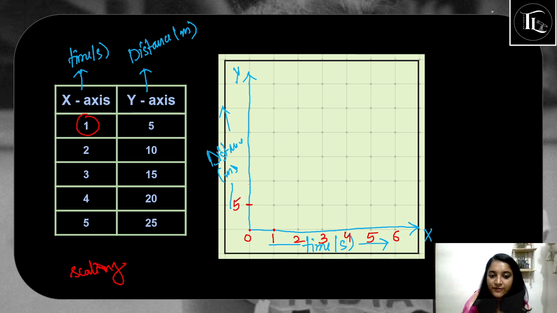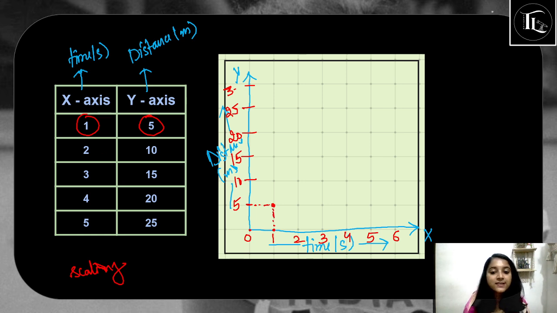So this represents 5, 10, 15, 20, 25, 30. Now see, the first point is on x-axis you have to move 1 and on y-axis you have to move 5, right? So on x-axis it is 1 and on y-axis it is 5. So this is the point.